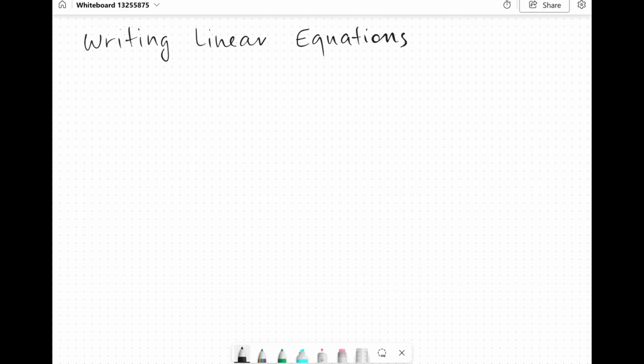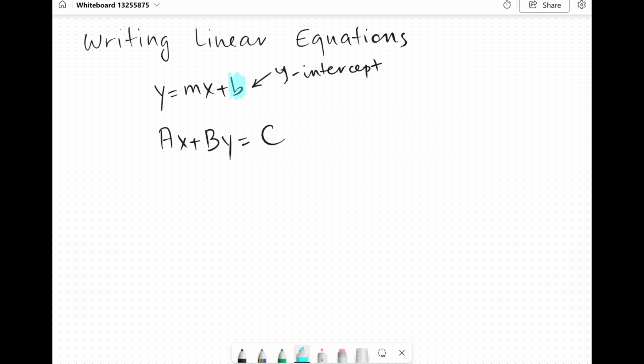Welcome to Writing Linear Equations. For this section, we will be using the following forms of linear equations. Y equals mx plus b is the form that we are very familiar with. It's called the slope-intercept form, where b is our y-intercept and m is our slope.